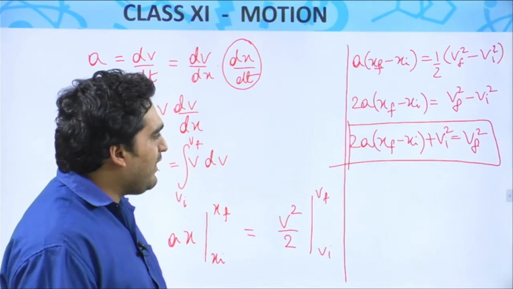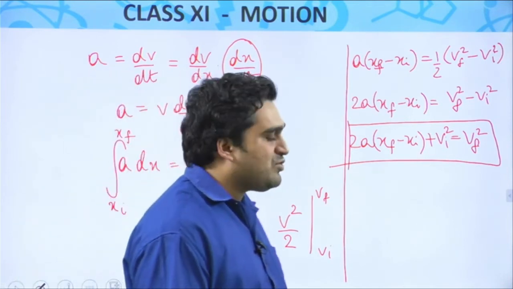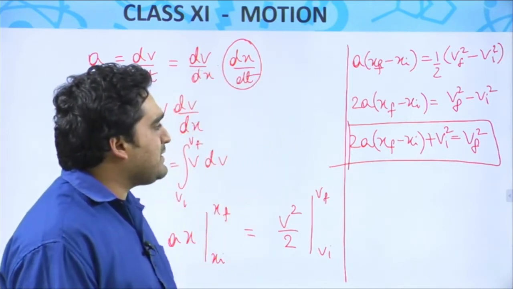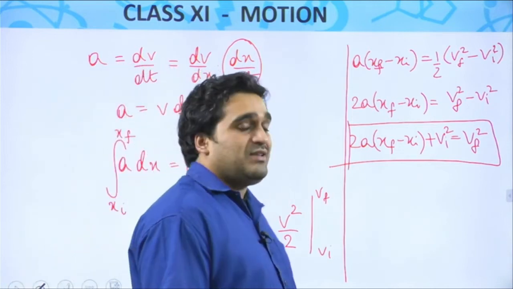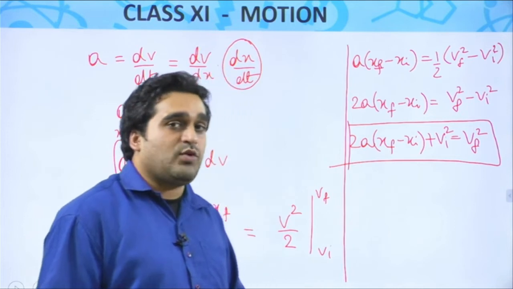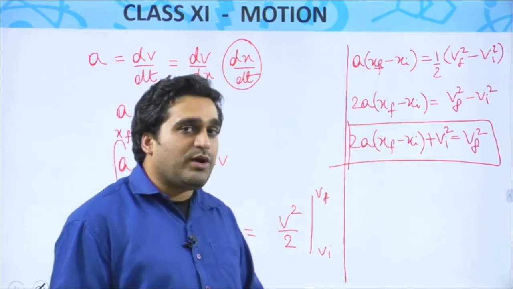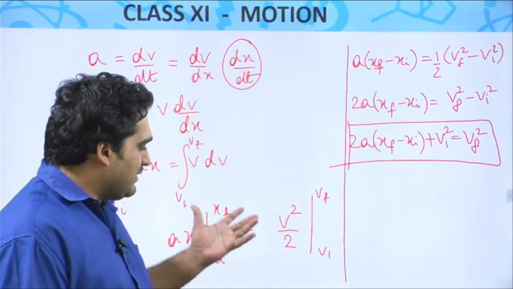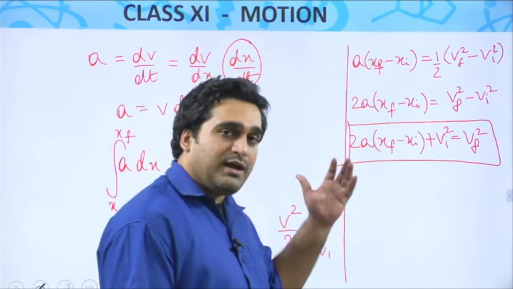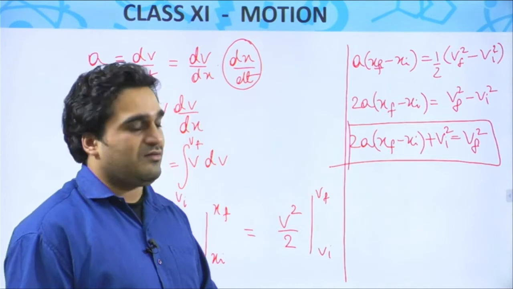And then you have the final expression, which is 2a (xf minus xi) plus vi square equals vf square. So this is similar to what you had learned as v square equals u square plus 2as. But the derivation was by a method that is called calculus.